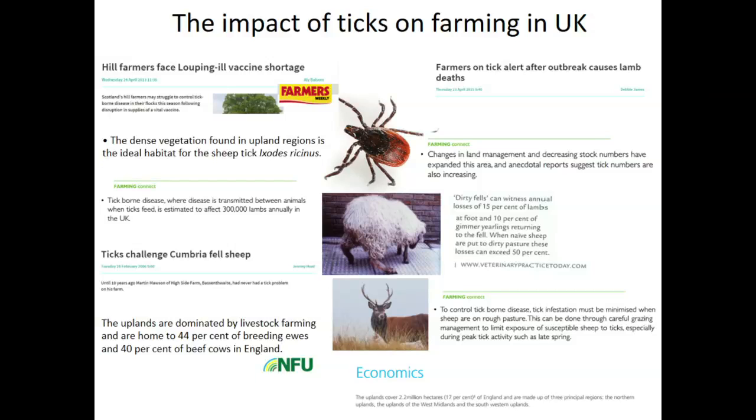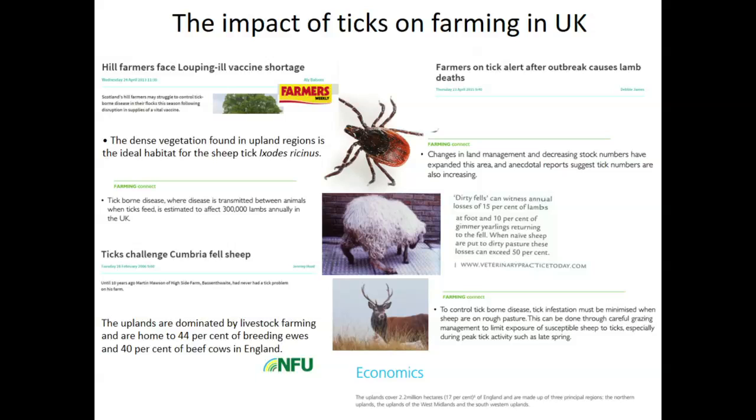Well, ticks are arthropod vectors of disease which transmit pathogens when they take a blood meal from their host, and there are hundreds of species across the globe, with over 20 in the UK. The most important of which is this guy at the top, Ixodes ricinus, which is the questing tick, and it's known to transmit disease both to humans and animal hosts. And while we might be aware of the human threat from ticks, such as Lyme disease, we might not always realise what an impact ticks can have and are having within the farming industry.